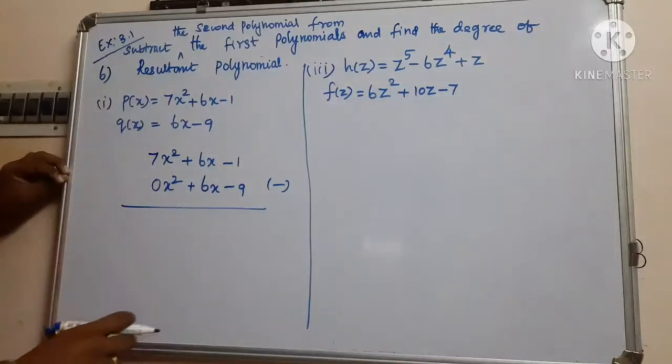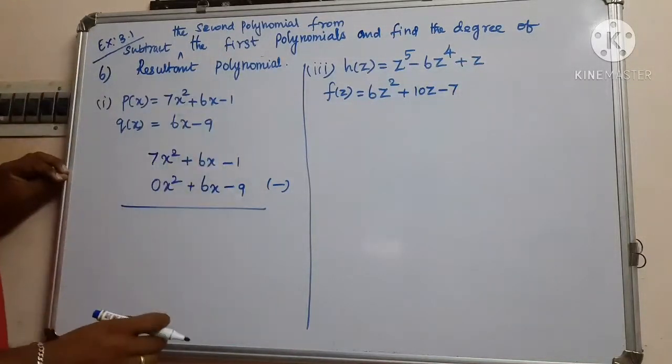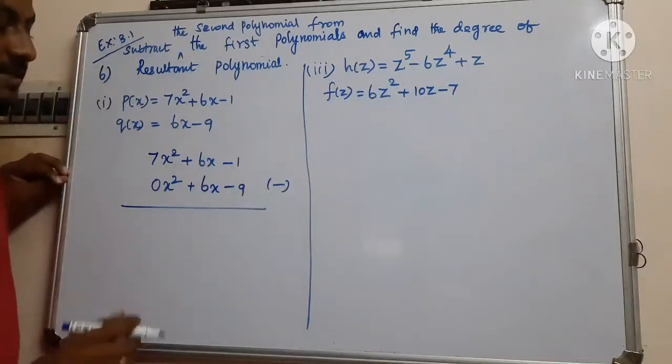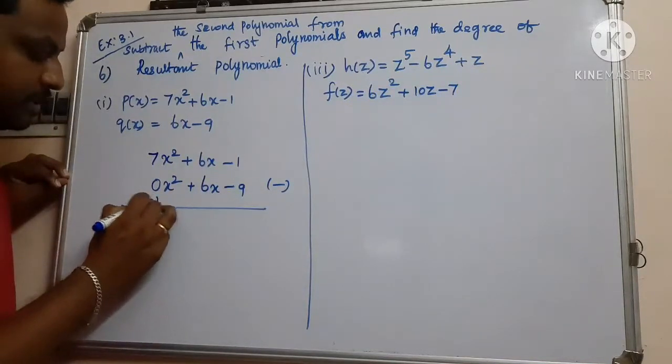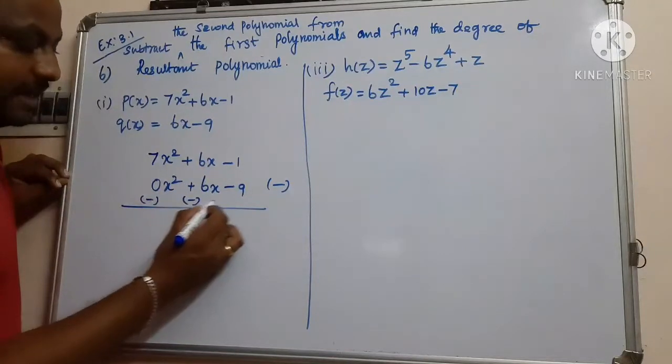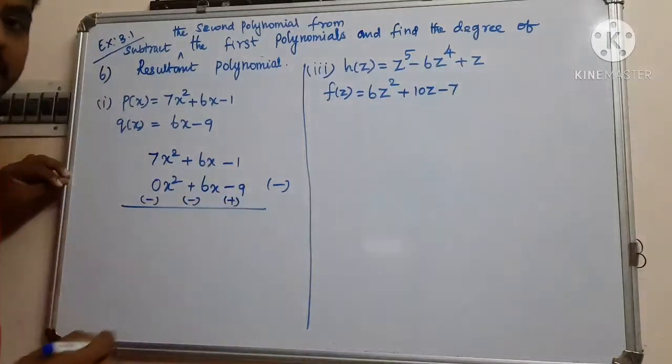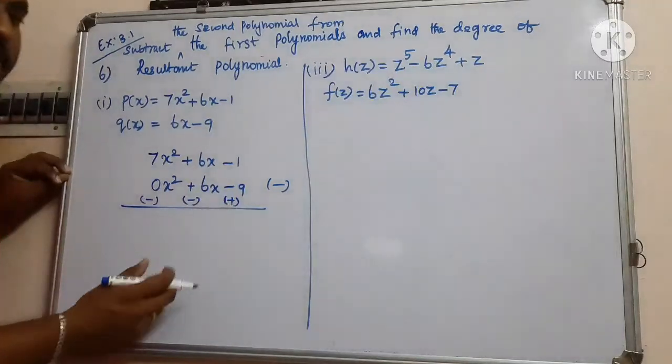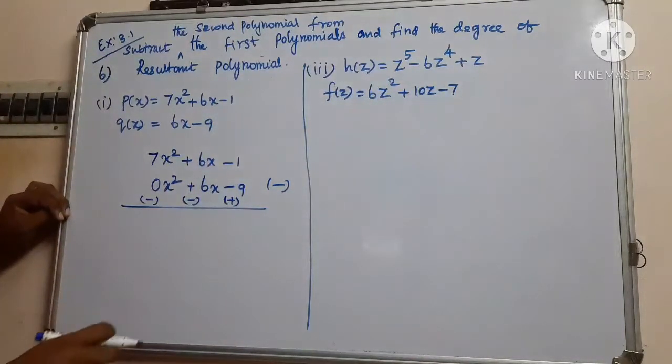Subtract means, if it is addition, you can add. But for subtraction, you have to change the symbols of the second polynomial. If it is plus, you have to change it to minus. You already studied this in your 8th standard. Subtraction means you have to change the symbols.